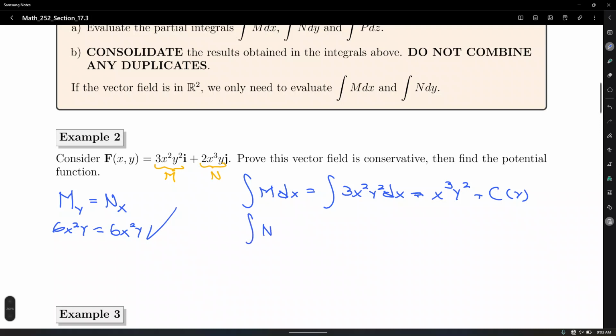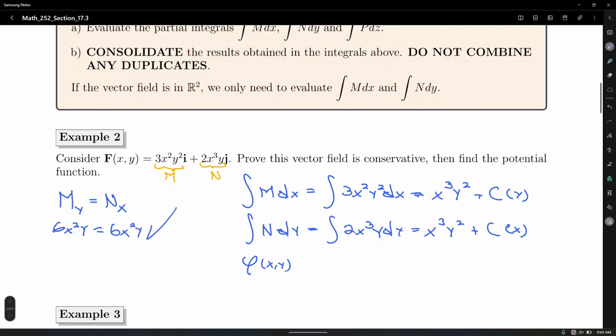What about the integral of N with respect to y? That equals, what's that? The integral of 2x cubed y dy. And the integral of y with respect to y, that's y squared over 2, times the 2, the 2's cancel. That's going to give us what? Oh, another x cubed y squared plus C, what's the C? C of what? C of x. Okay? Alright, so let's write down the potential function.